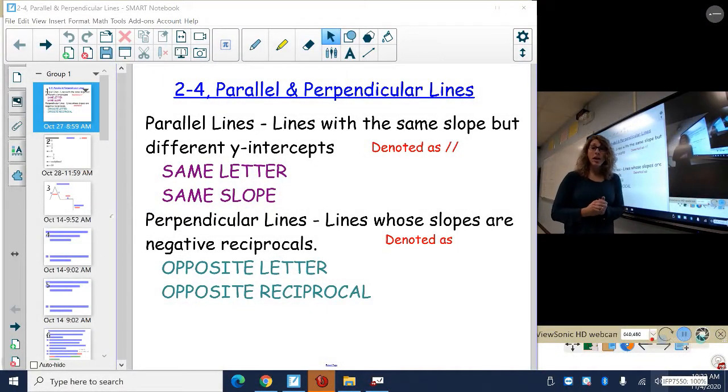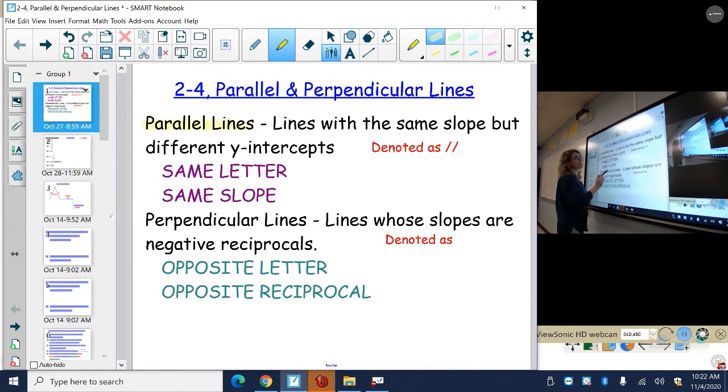Okay, today we're going to talk about parallel and perpendicular lines. This is something you learned back in geometry, and we are going to make sure that you understand it today in Algebra 2. So, parallel lines. Parallel lines are lines with exactly the same slope, but a different y-intercept.